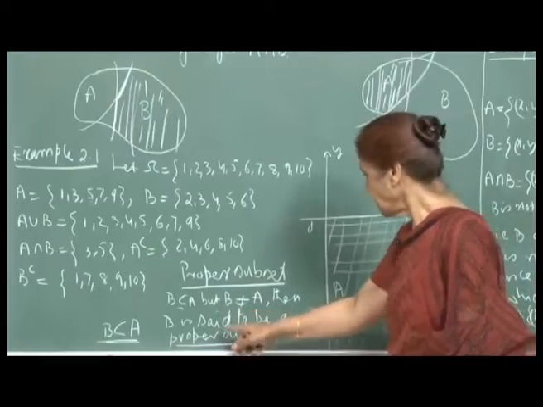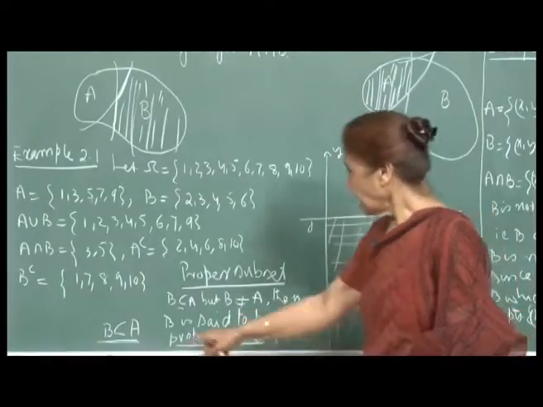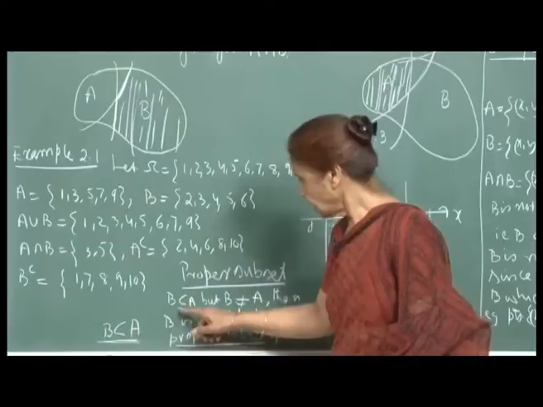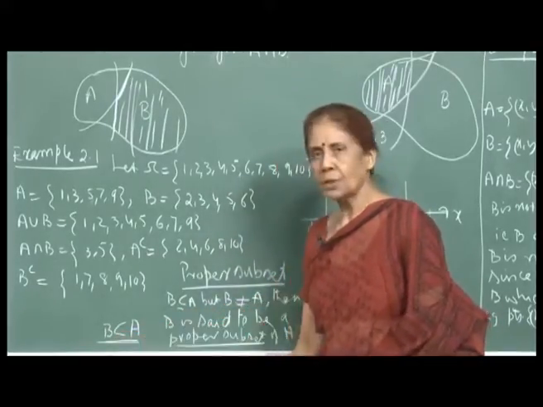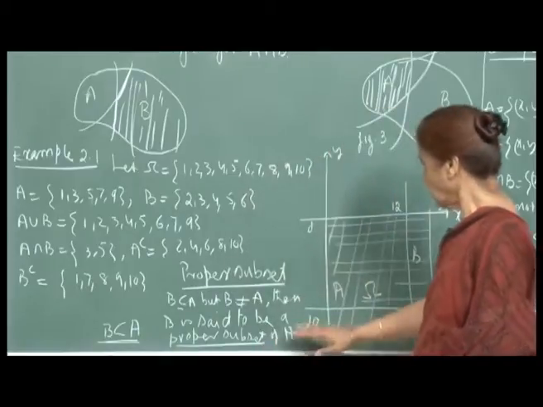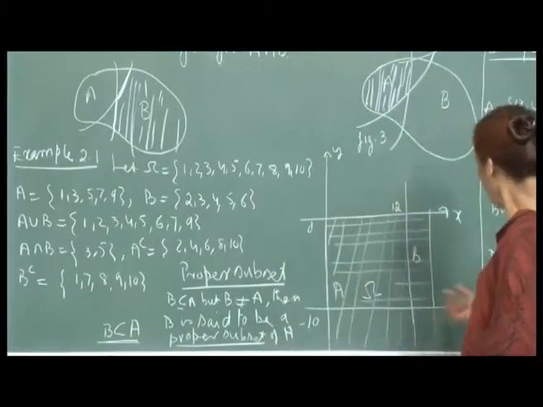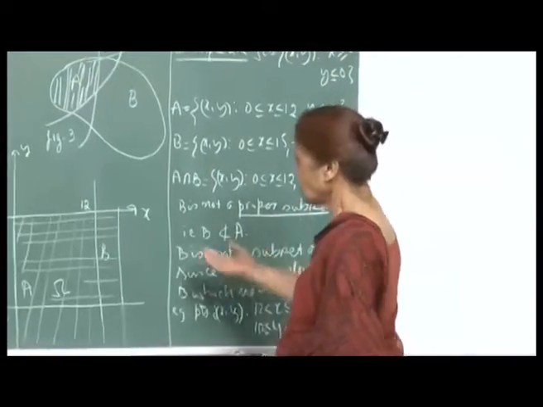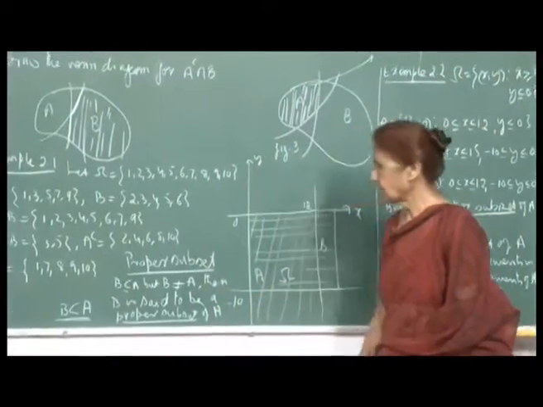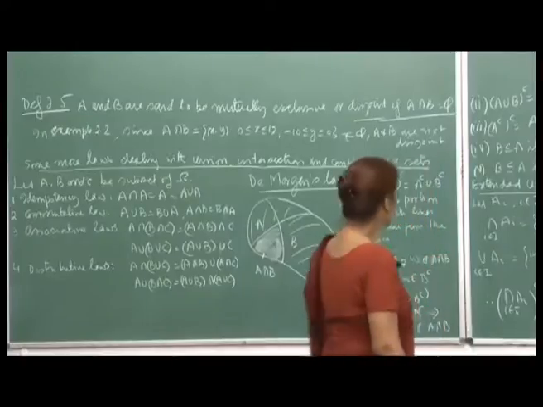And so, in that case, we say that B is a proper subset of A, and we write it as B with the subset sign without the equality sign here. So, B is a proper subset of A. This is the notation for it. So, now you know what is a proper subset.